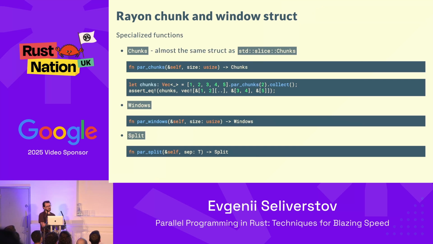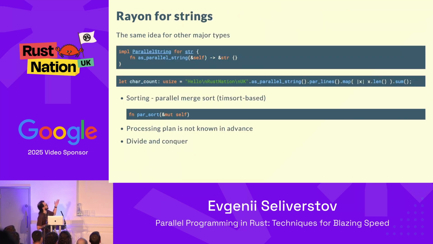Rayon also offers us a few specialized methods. For example, we can ask for chunks, so we go chunk after chunk. We can go with a sliding window, and of course we can split. For strings, Rayon also allows us to get a parallel string from a normal string. So for example, in this example we'll make parallel execution over multiple lines, so we can have JSON processing in a really performant way.